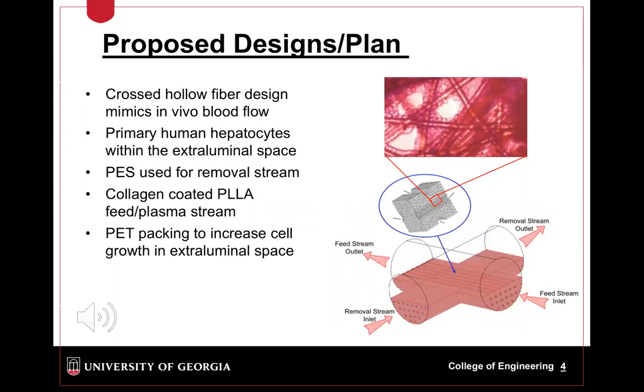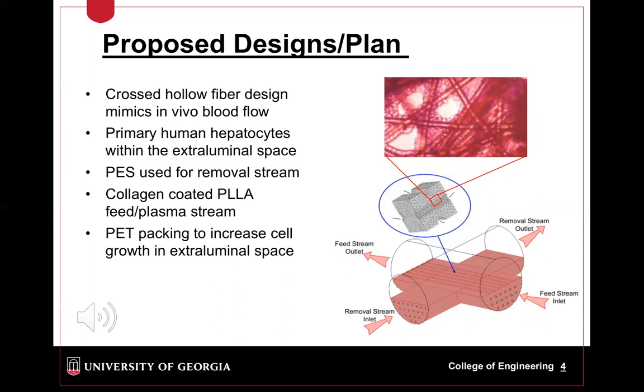The cross-fiber design increases hepatocyte viability by addressing the issue of insufficient oxygenation that plagues current devices. PET packing was added to the design to ensure that anchorage-dependent hepatocytes can achieve a high concentration within the extraluminal space. The bioreactor was sized to ensure it can support the growth of a number of hepatocytes equivalent to 10% of total liver mass.